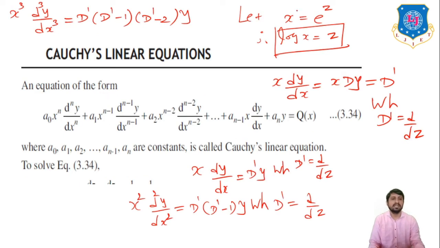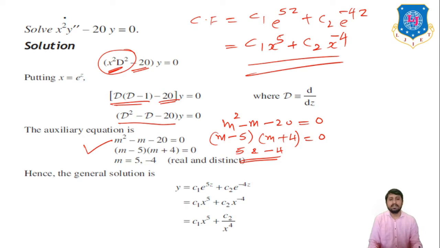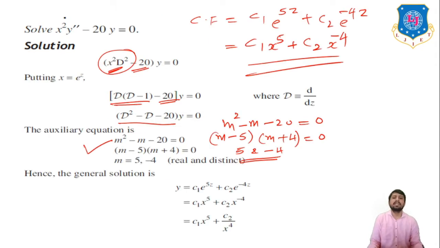I just mentioned here e raised to z is nothing but our x. So that's why this is nothing but c1 x raised to 5 plus c2 x raised to minus 4. Clear? Now we can also find the particular integral, but here we don't need to, because the right side function is 0. So the particular integral is also 0.